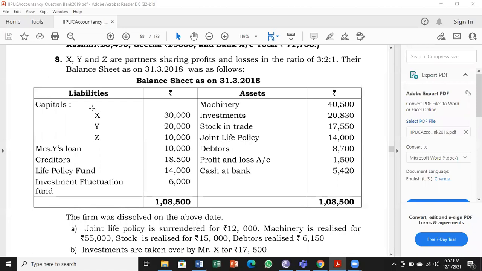Then coming to the capitals on the liability side, what do you find? We'll go to capital accounts. Then you have to see this. This is very important.